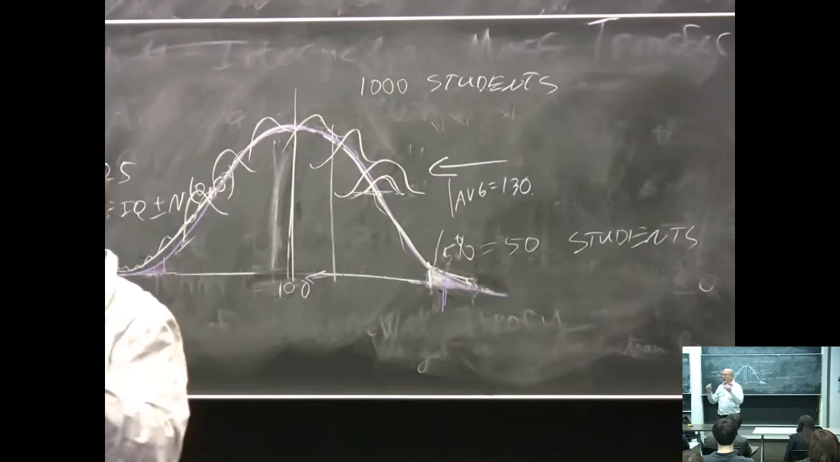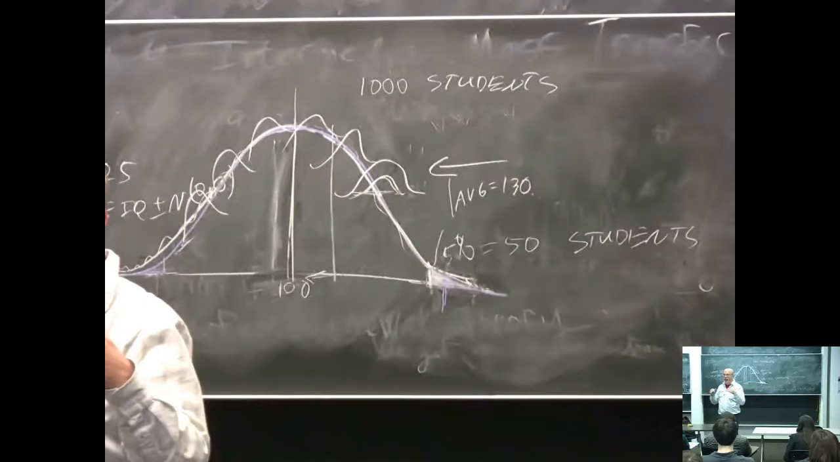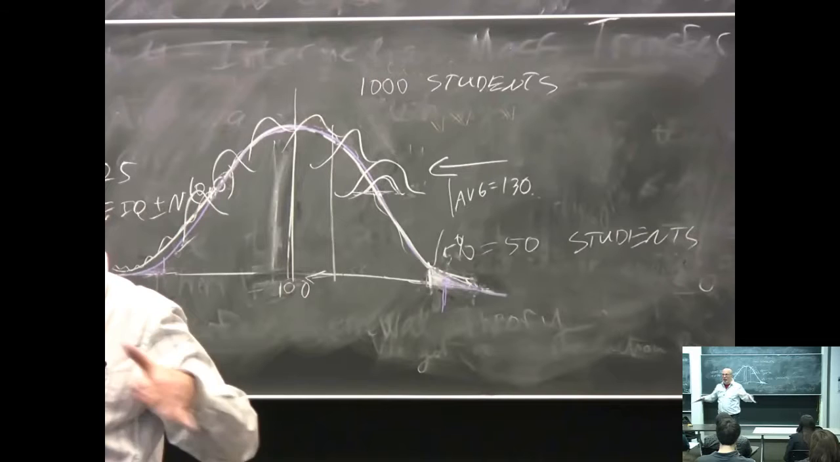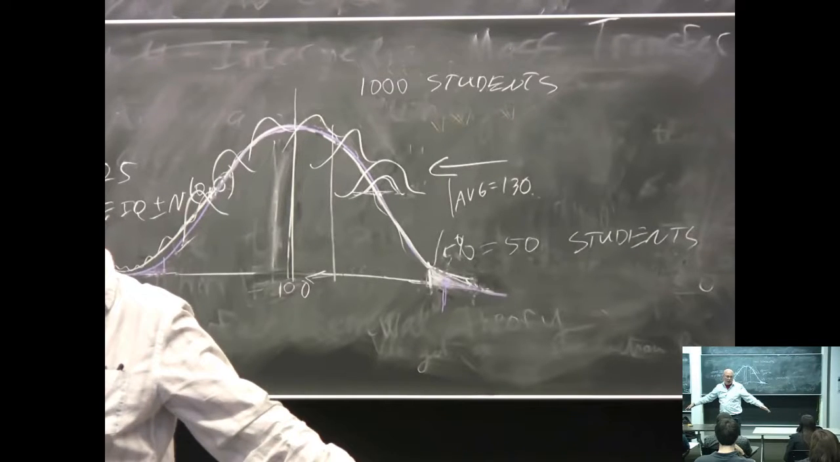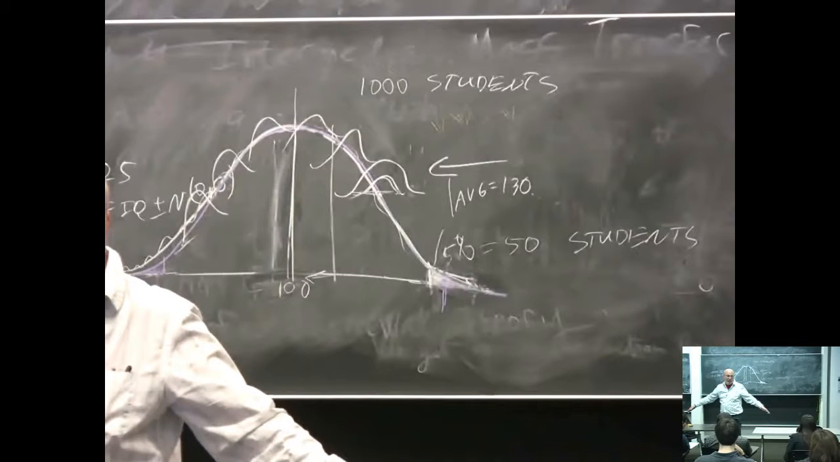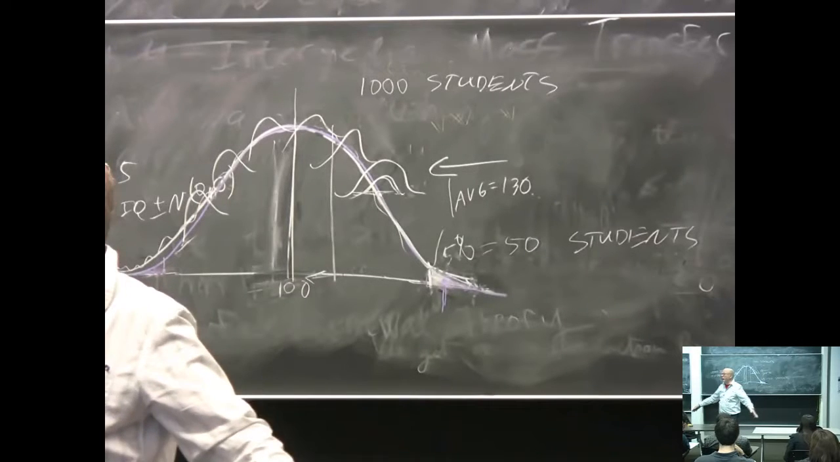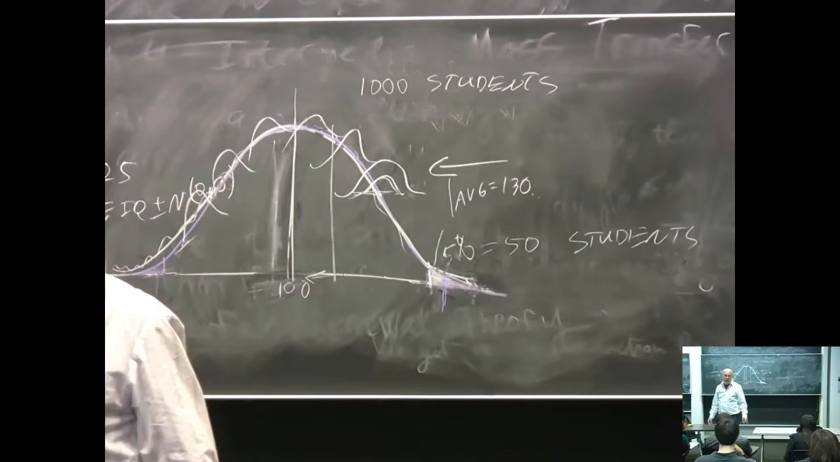So how strong this phenomenon is depends on the relationship between the distribution of the true IQ, the true latent variable that you're trying to measure, and the distribution of the noise that's added to the measurement.